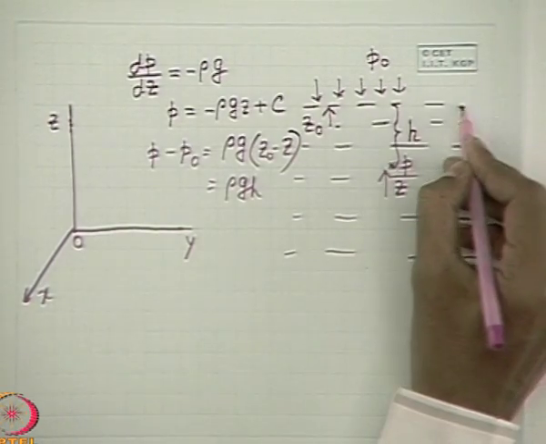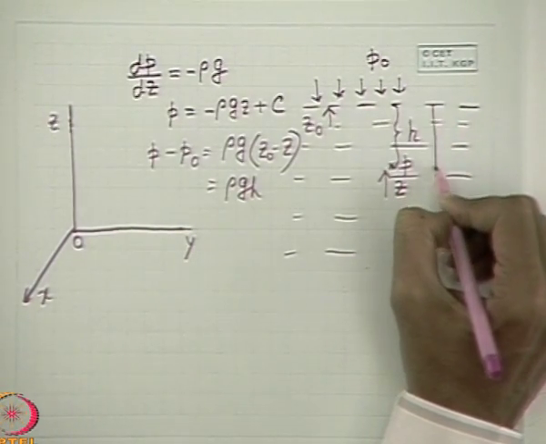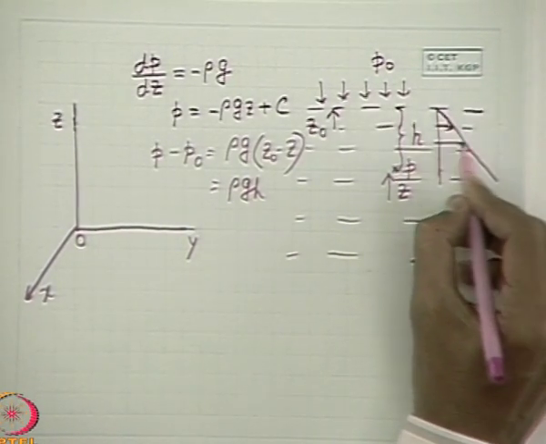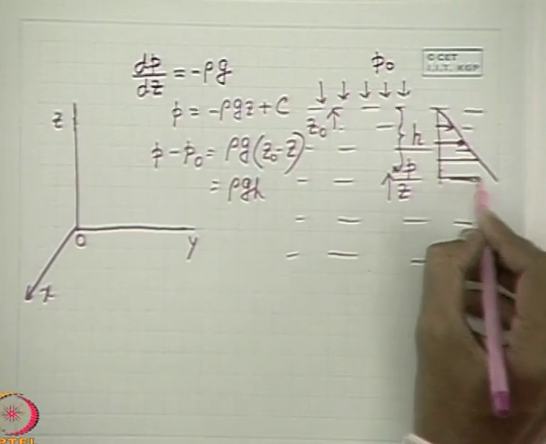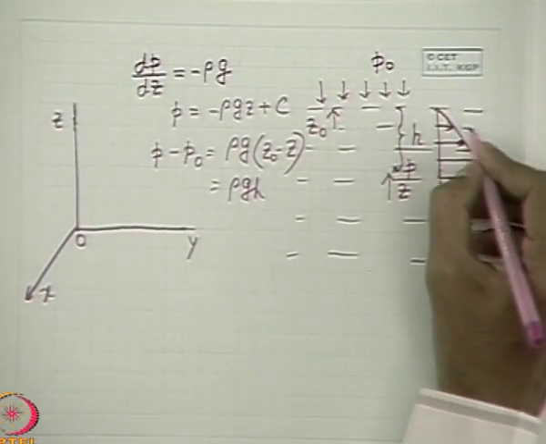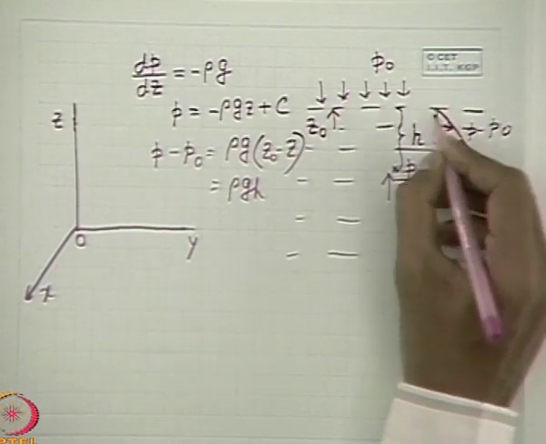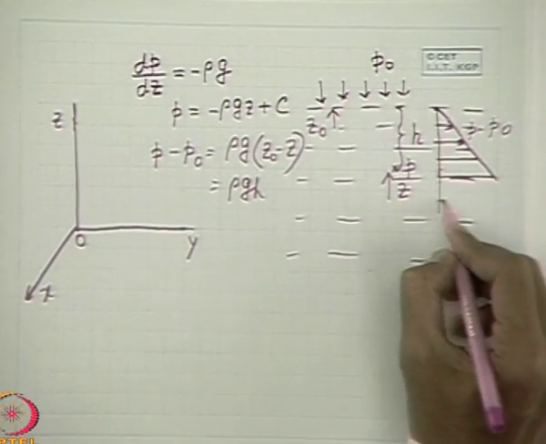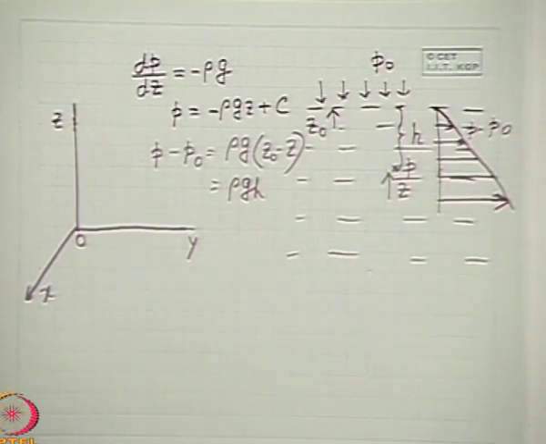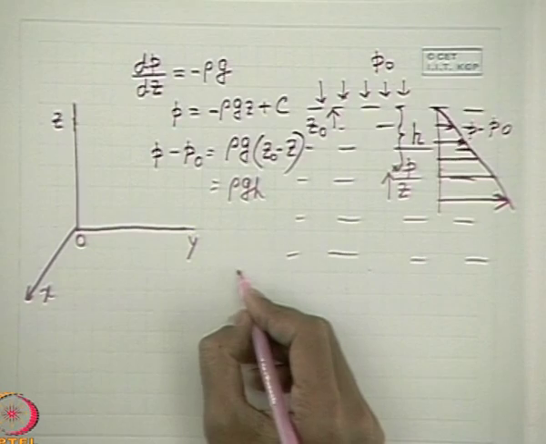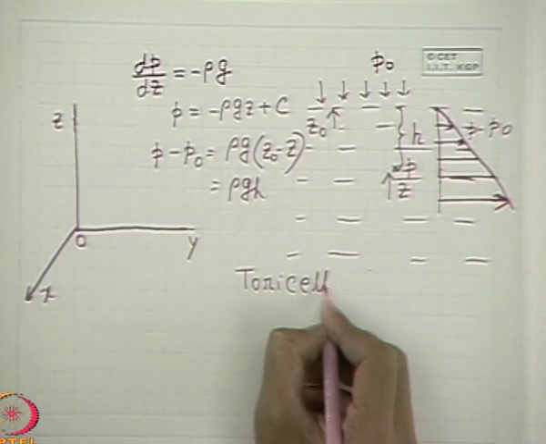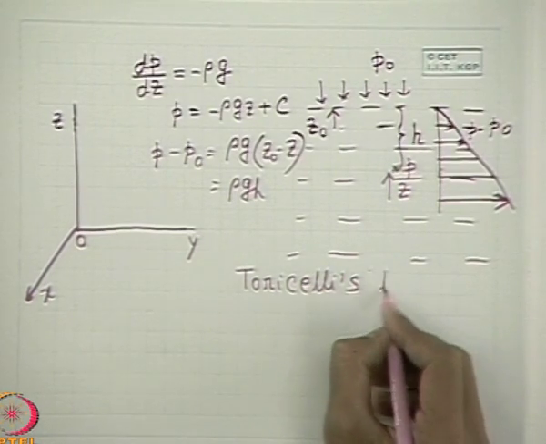So we see that if we express P minus P0, the difference in pressure from the ambient pressure exerted on the free surface of an expanse of fluid, it is a linear variation. It starts from 0 and varies linearly with the depth. This formula was first found by the scientist Torricelli, and that is why it is known as Torricelli's theorem.